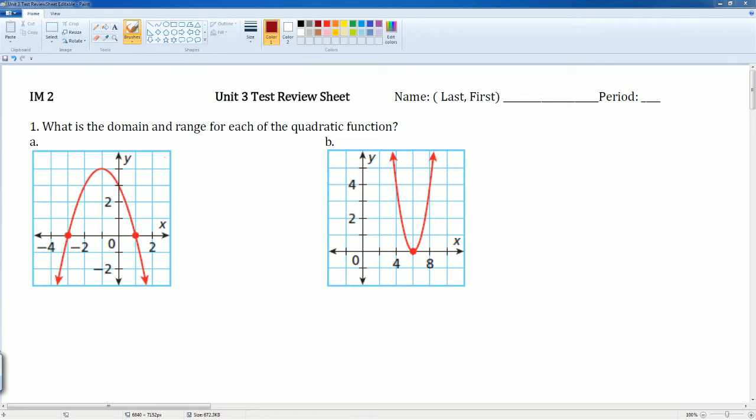Welcome. This is the term 4 final test review session. I'm going to be covering question number 1. What is the domain and range for each of the quadratic functions?